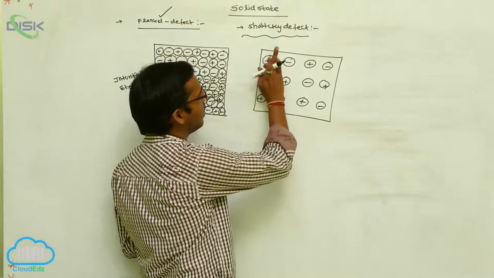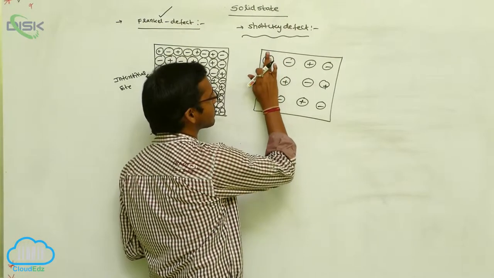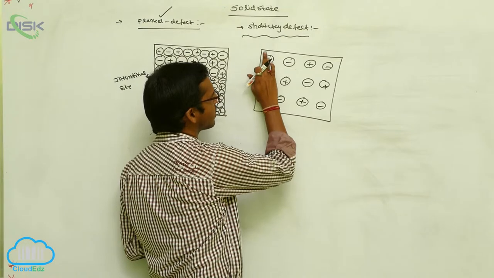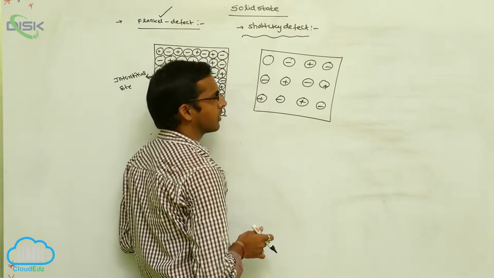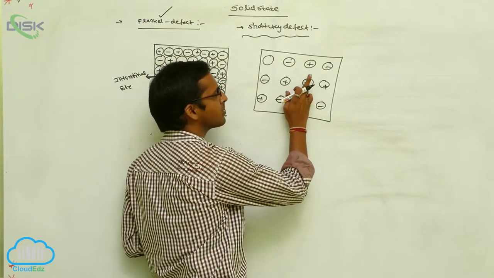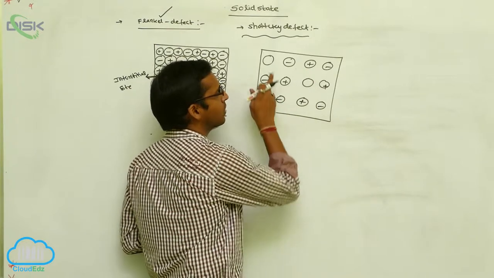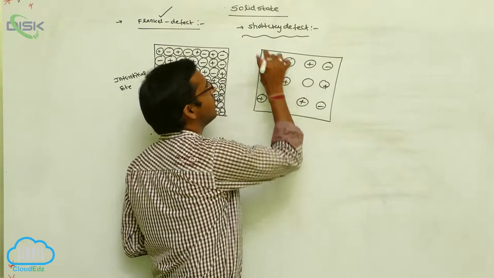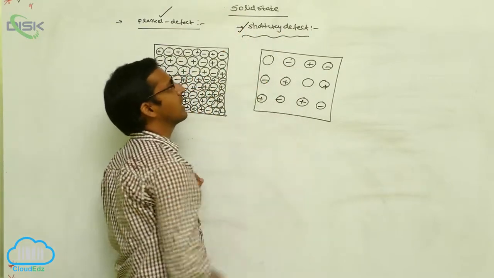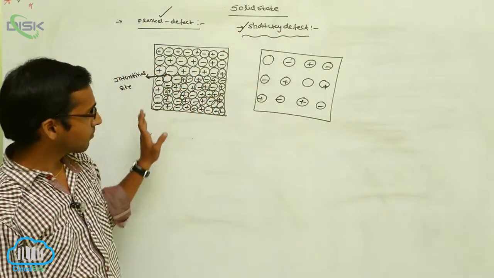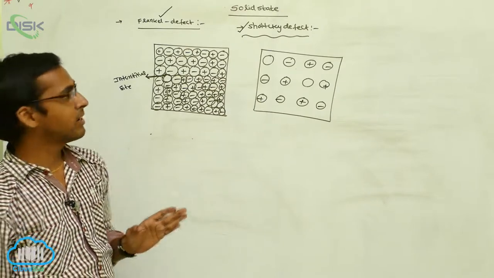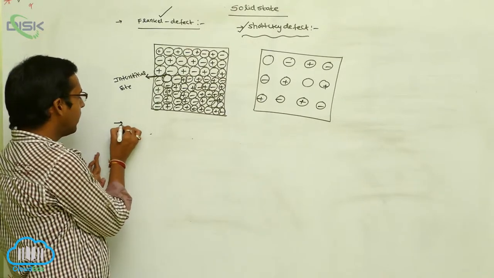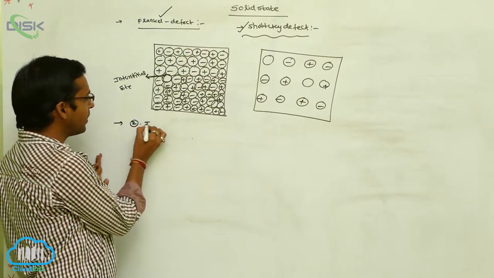For example, in this crystalline solid state, a positive charge is vacant. Automatically, one of the negative charges is also vacant. So the vacancies of cations and anions are the same. Such a defect is called a Schottky defect. So these are your stoichiometric defects. Now, the second one is impurity defect.